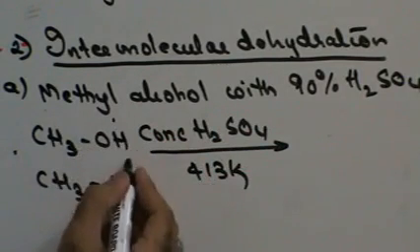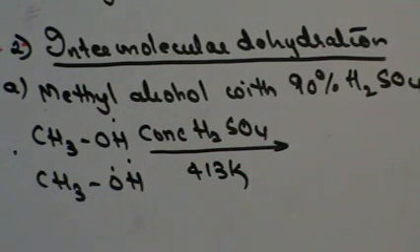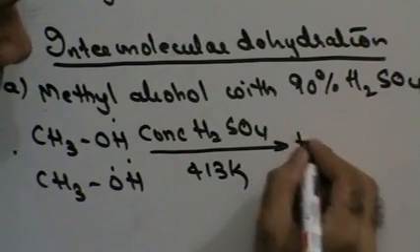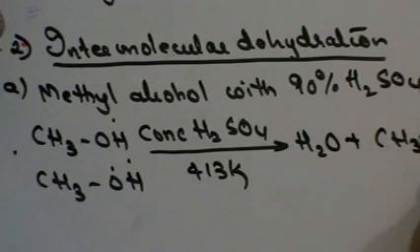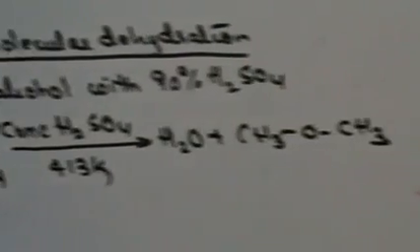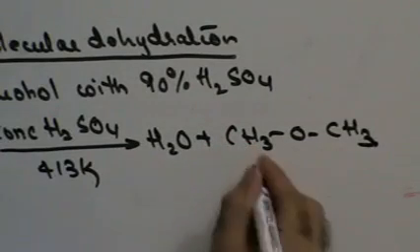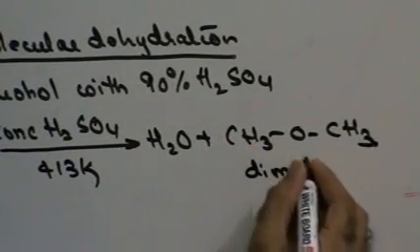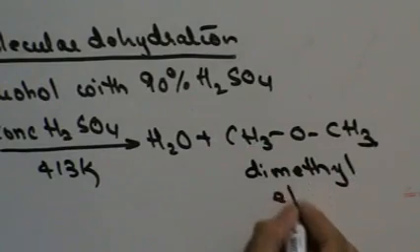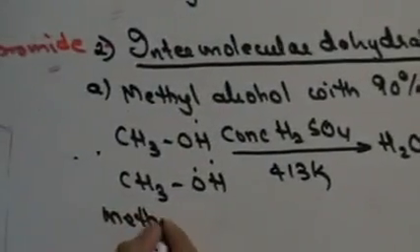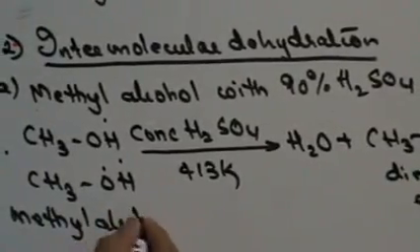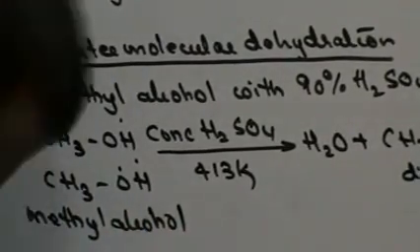Right? H2O, a water molecule, is formed here. That leaves you with CH3O, CH3. What you get here is ether. Here you have methyl, so you have dimethyl ether. You will get dimethyl ether, and this is methyl alcohol. Fine, do we get this thing?